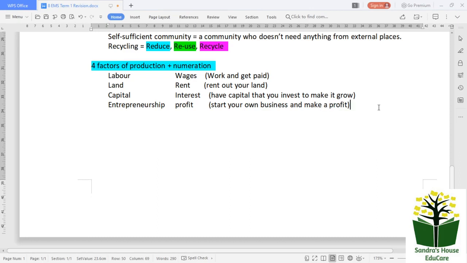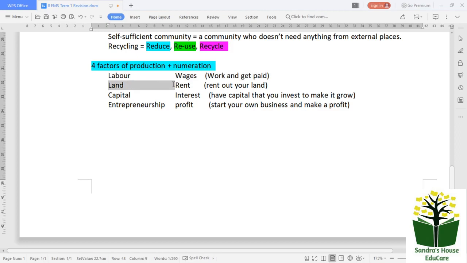We're not just talking about small industries that people start at home, but we're also looking at something like Microsoft. Microsoft was started by Bill Gates in his garage. So he's an entrepreneur that started a massive company and makes profit out of it. Okay, so let's take that example through. So Bill Gates started this company in his garage. So he's an entrepreneur. He employed people who got paid for their work. So that's labor.